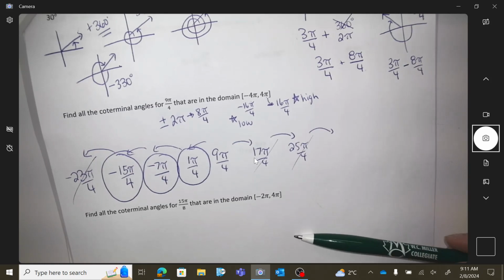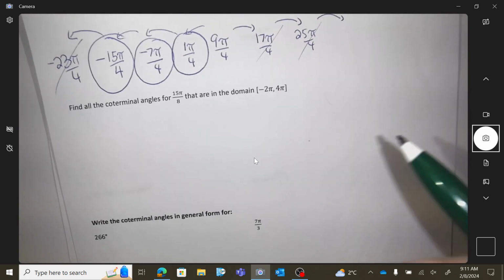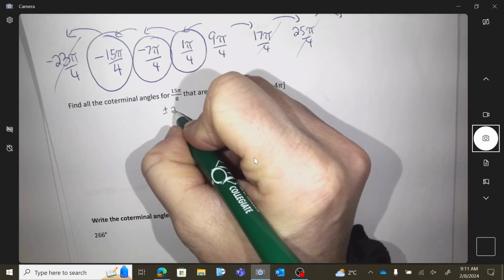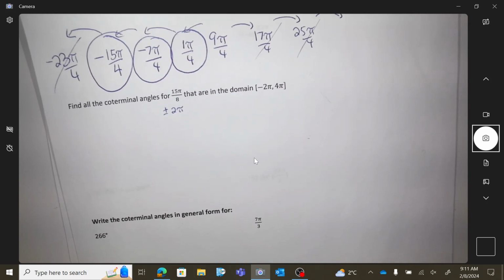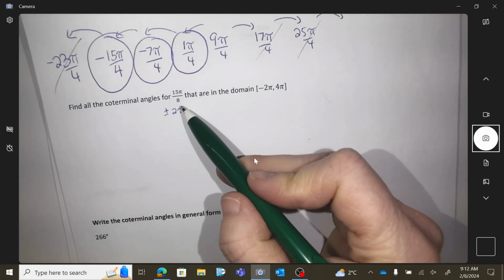Okay, so let's do this one. It's the exact same thing. We're going to be going above or below by a circle. So a 2 pi. What would that fraction look like? Because this time we're using 8 on the bottom.